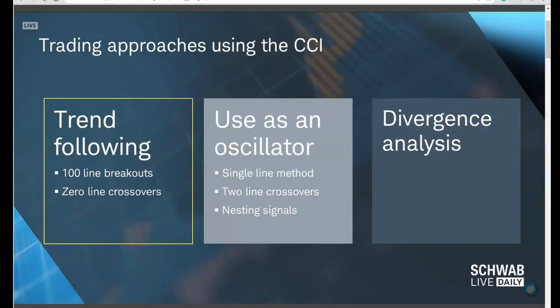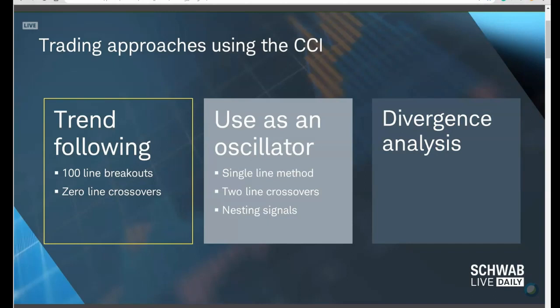All right, so that is the background. And how have people used this indicator over the years? Different methods, and they are broken down into subsets. The first, you can use it to be a trend following trader. We'll talk about the two main methods that have been developed if that's the way you want to use it. The methods are called 100 line breakouts and 0 line crossovers.